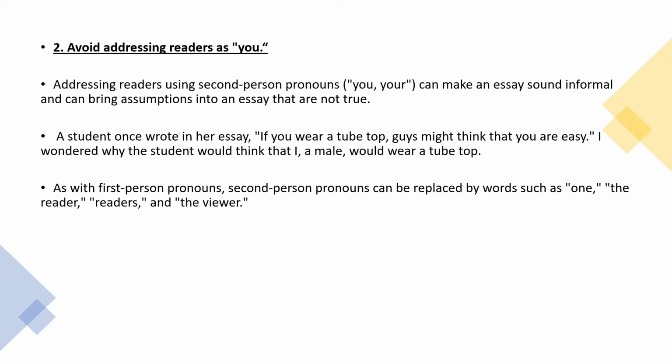The second rule in formal writing is avoid addressing readers as "you." Addressing readers using second person pronouns like "you" and "your" can make an essay sound informal and can bring assumptions into an essay that are not true. So, a student once wrote in her essay, "If you wear a tube top, guys might think that you are easy." I wondered why the student would think that I, a male, would wear a tube top. As with first person pronouns, second person pronouns can be replaced by words such as one, the reader, readers, and the viewer. Okay.